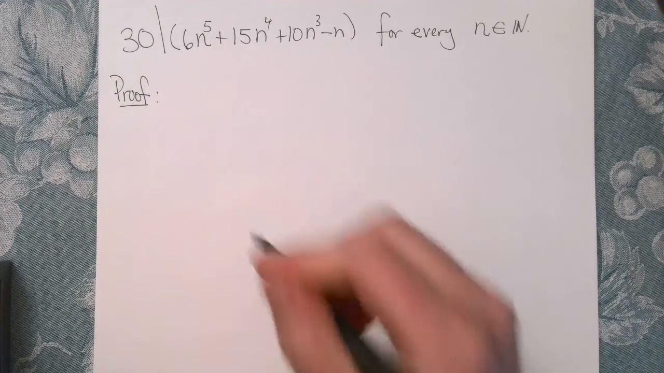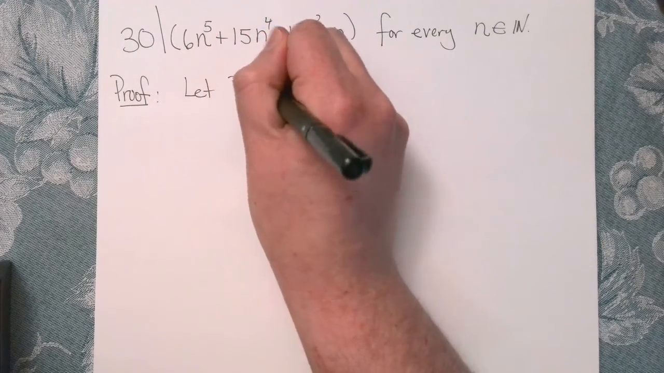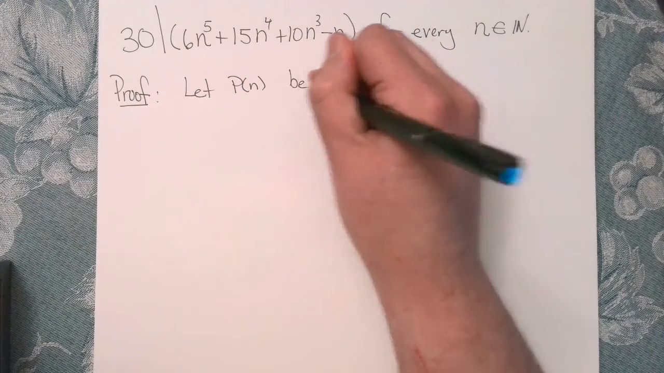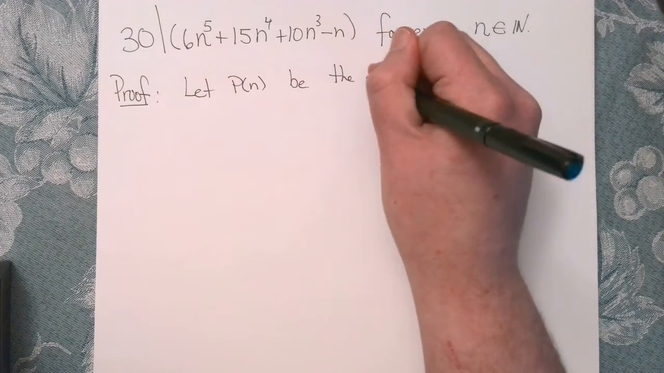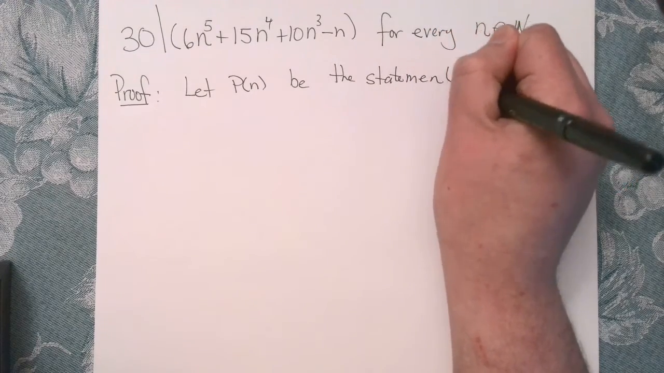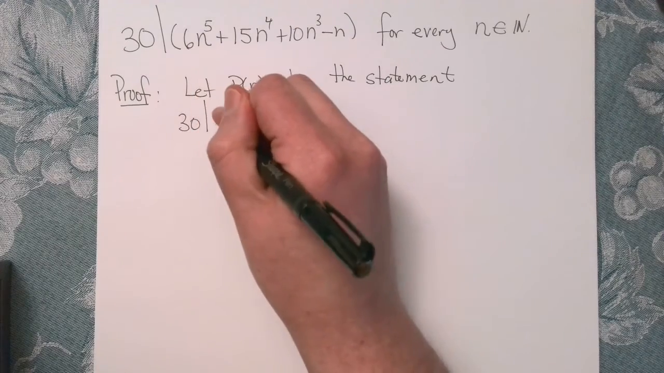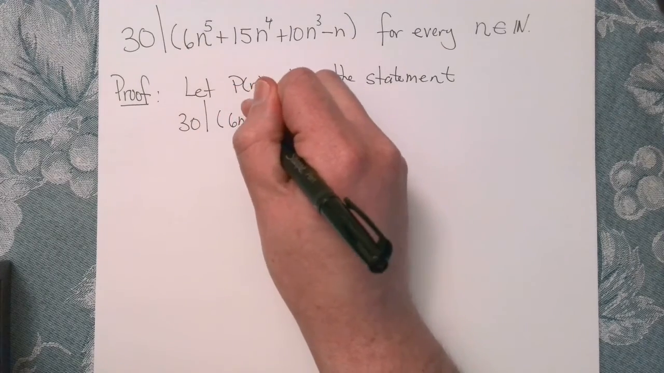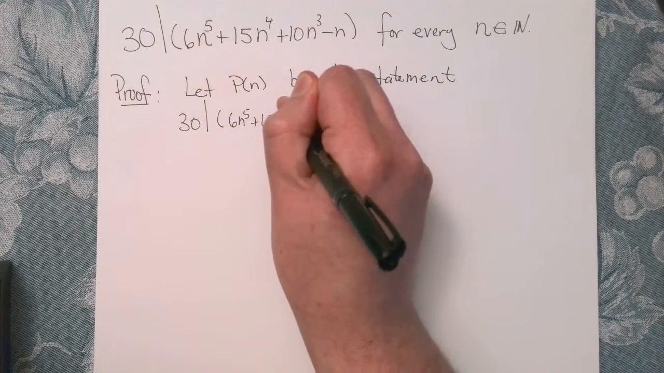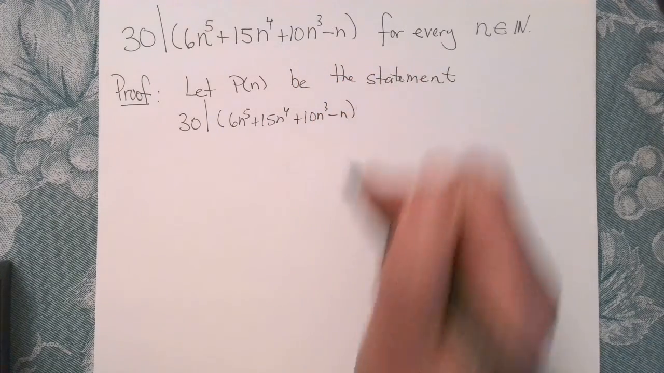Alright, so we're going to start off in the following way. We're going to say let p of n be the statement "30 divides 6n to the 5th plus 15n to the 4th plus 10n cubed minus n."